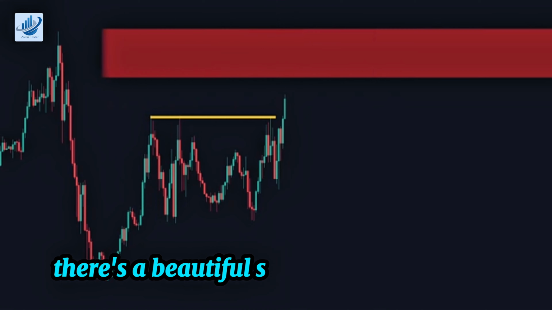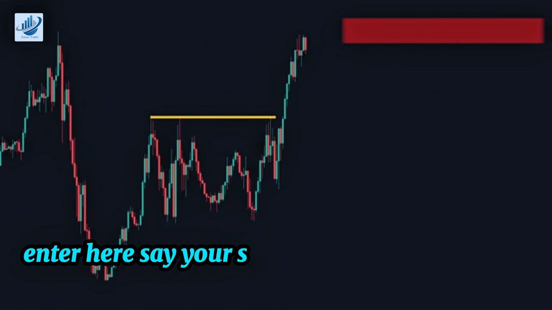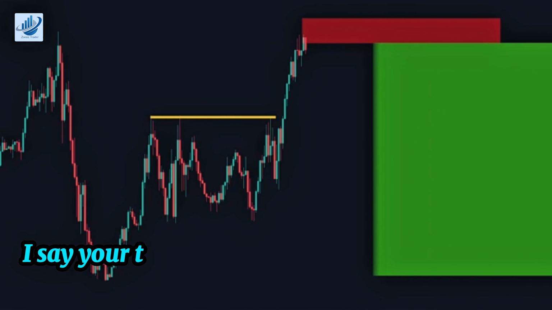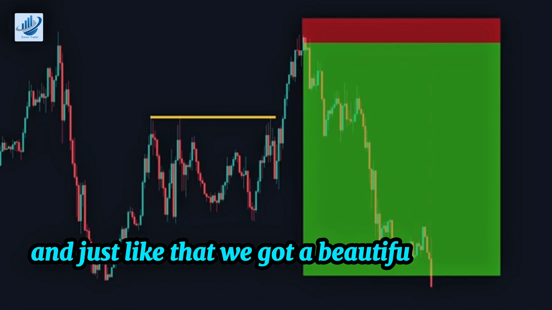There's a beautiful supply zone right here, price comes up to our area of supply, enter here, set your stop loss above the area of supply, set your take profit at the low of the original move. And just like that, we got a beautiful winning short trade.